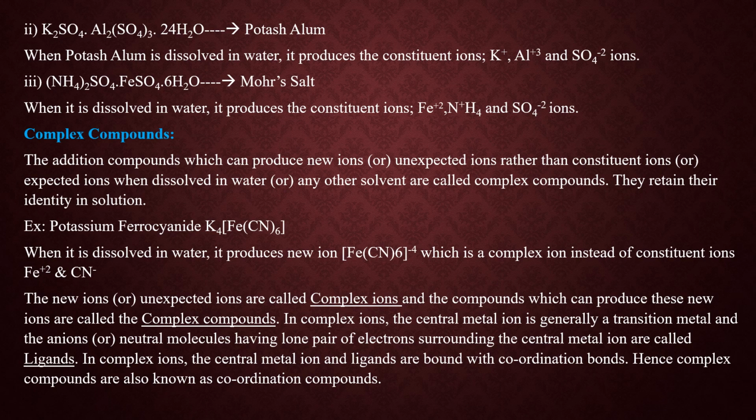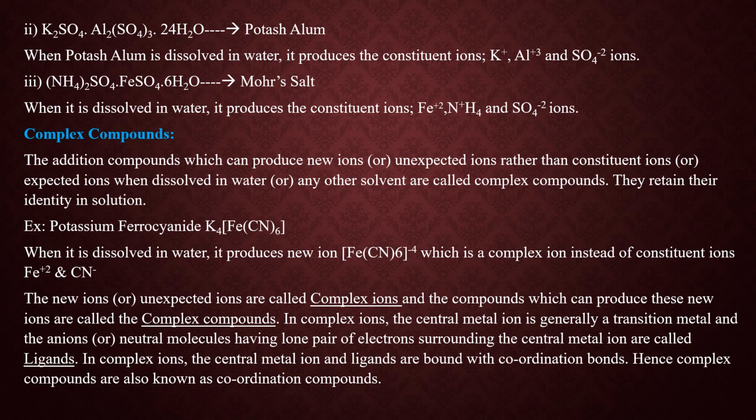Okay, so these new ions are the unexpected ions. We call them complex ions. What are they called, students? The new ions, the unexpected ions which the addition compounds produce when dissolved in water, are called complex ions. Underline this word, complex ions. And the compounds which are producing these new ions are called complex compounds. Underline complex compounds also. Okay, clear? Now, in complex ions, from potassium ferrocyanide, what is the complex ion we are getting when dissolved in water, students?